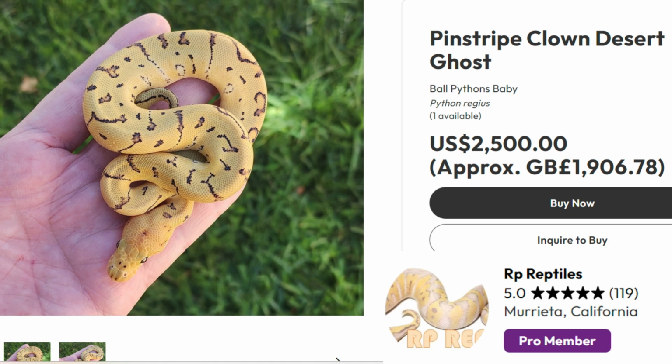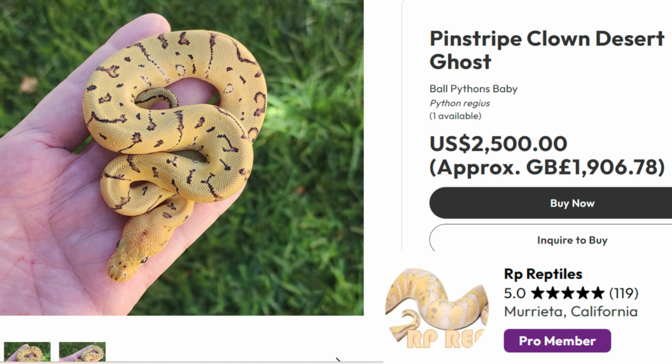That sandy colour is coming from the Desert Ghost. Desert Ghost is kind of like a yellowy type of hypo almost, but that sandy colour is coming from that. The reduced pattern though is coming from the Clown influence and the Pinstripe combining. The Pinstripe makes really, really tiny strips of little bits of pattern all over, and I think this would be very hard to copy using other genes. In my opinion, at least, it would be very, very difficult.